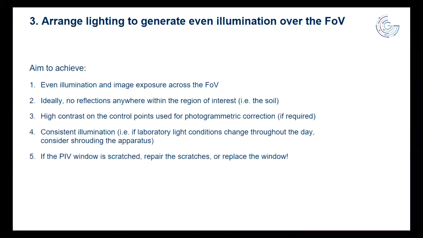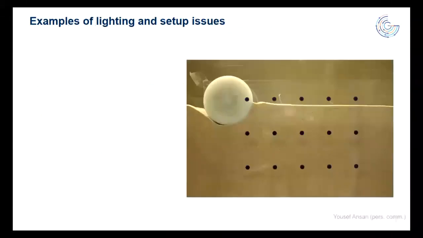If your window that you inherit happens to be scratched, then either repair the scratches or replace the window. Find a friendly machinist for repairing the scratches. They might moan at you about polishing the perspex, or they might even tell you it's not possible, but it is possible. It's not an enjoyable process, but it's absolutely worthwhile, because if you've got a scratch on your window, the PIV algorithm will get confused by that, and it will hone in on that scratch and it won't let go of it.